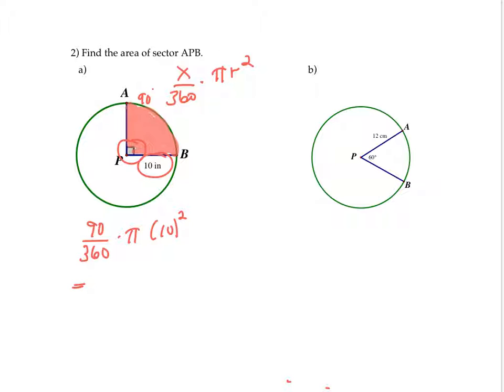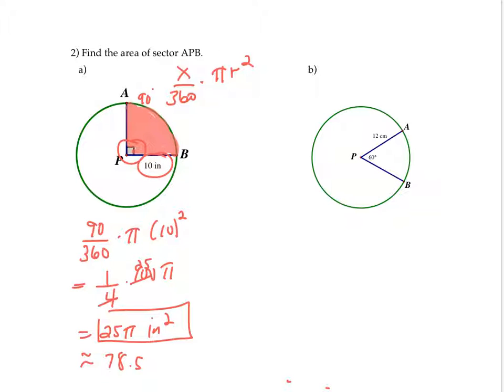90 over 360 reduces to 1/4. 10 squared is 100 pi. And check it out, 1/4 times 100 pi. 4 goes into 100 25 times. The exact answer is 25 pi inches squared. For a decimal approximation, you would multiply that out in your calculator, and you'd end up with around 78.5 square inches. So remember, it's exact if it's left in terms of pi.